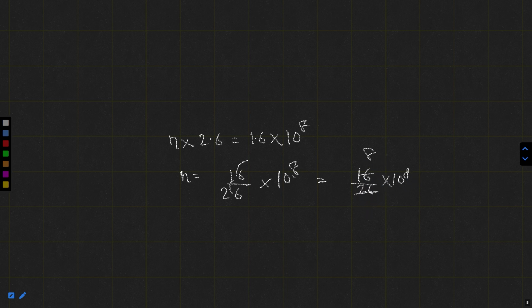So 2 8s are 16, 2 13s are 26. If you try to calculate it, you will get 0.6 into 10 to the power 8, or 6.1 into 10 to the power 7.